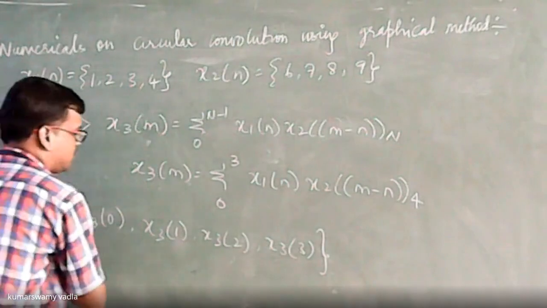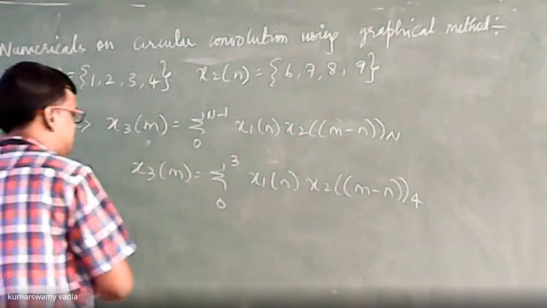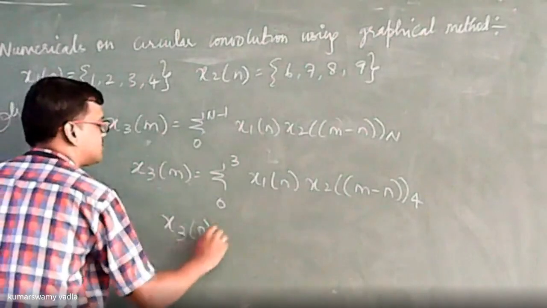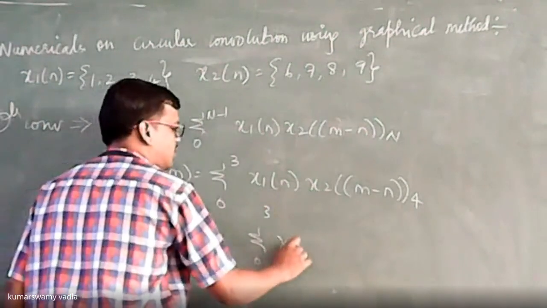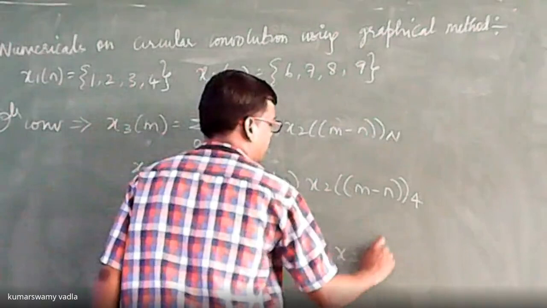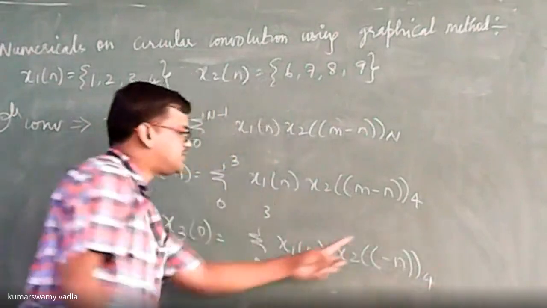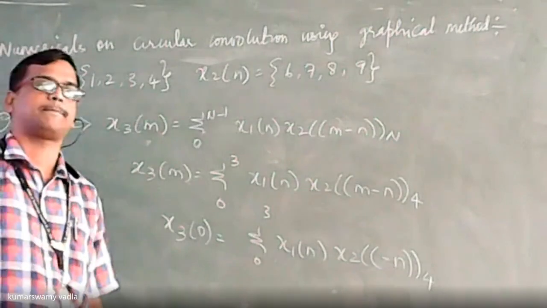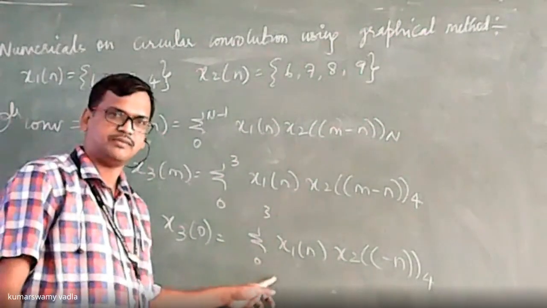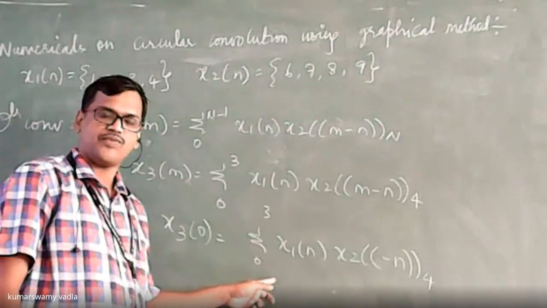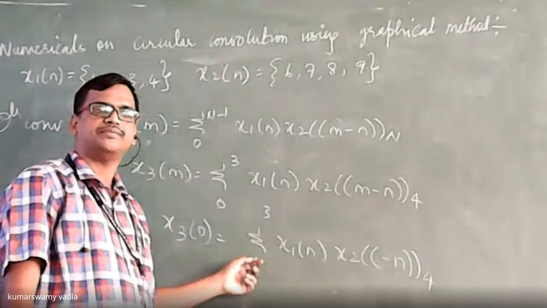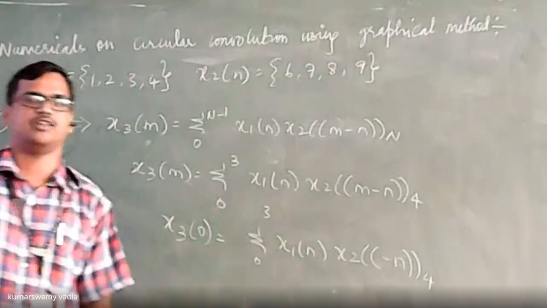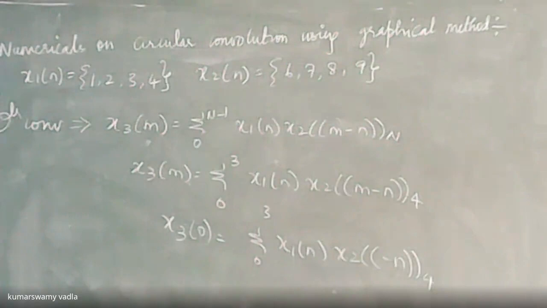Then, first and foremost, x3 of 0 means, how will you calculate this? Put m equal to 0, friends. m is equal to 0. The sum from 0 to 3, x1 of n, x2 of, you will be getting like this, right? m is equal to 0 here. Yes or no, students? Is this expression clear for everyone? Yes, sir. Please note down these three expressions and let me know. I will solve the problem. Make it fast, friends.